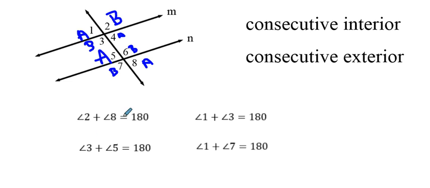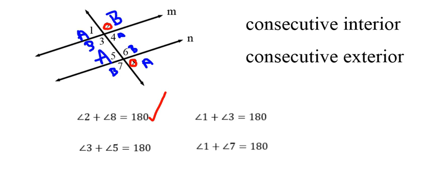So if we look at this first one, it's saying 2 and 8. So 2 is here, 8 is here. They're an A and a B. It's telling us information about M and N, and this is actually consecutive exterior. So this one is true. We don't want to use that one.